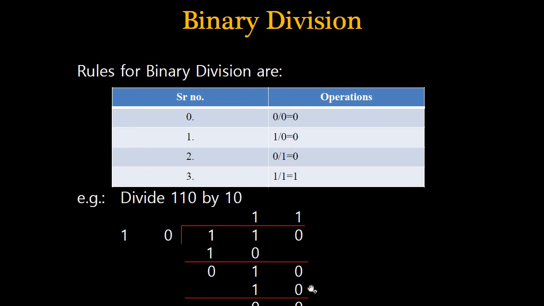Rules for binary division are 0 divided by 0 is 0, 1 divided by 0 is 0, 0 divided by 1 is 0, and 1 divided by 1 is 1. The example is taken here when 1 1 0 is divided by 1 0. So it is similar to normal division.